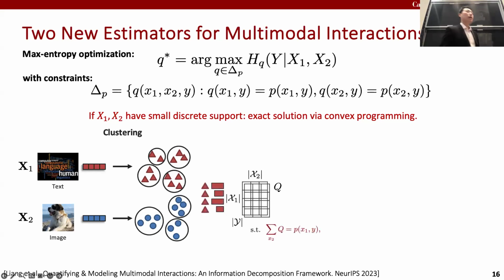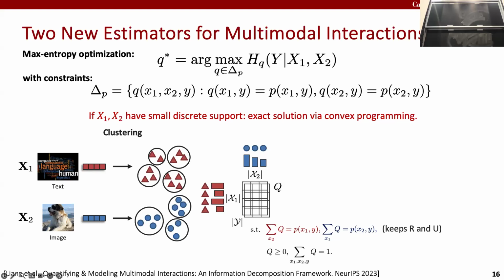You have to make sure that Q respects these constraints. So that means that summing over the columns, you get something that matches the row margin, P of x1 and y, and summing over the rows, you get something that matches the column margins, P of x2 and y. So ensuring these marginals are the same keeps the same amount of redundancy and uniqueness in this distribution. We're also making sure that Q is not negative and its entries sum to 1.